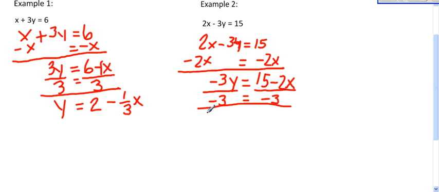Now that we've divided both sides by negative 3, let's work through this. Negative 3 divided by negative 3 will cancel out, and we'll be left with y equals 15 divided by negative 3, which is negative 5. We have negative 2 divided by negative 3. A negative divided by a negative gives a positive 2/3, and we drop down x. So after we convert into slope-intercept form, we find that our slope is really 2/3, not 2, and our intercept is really -5, not 15.